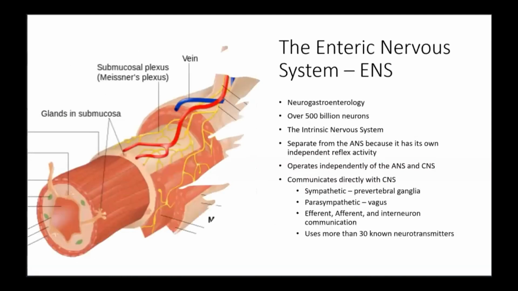This is just that, looking at the nervous system, 500 billion neurons, direct CNS communication, uses more than 30 known neurotransmitters. Do you think my whole idea about the mind and the gut has got some traction, maybe? Maybe? Okay. Some people, maybe. Maybe I'm just crazy.